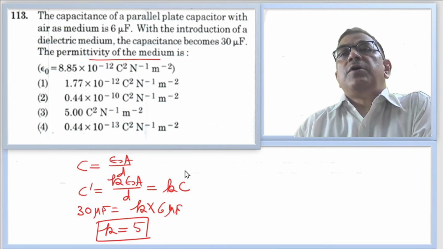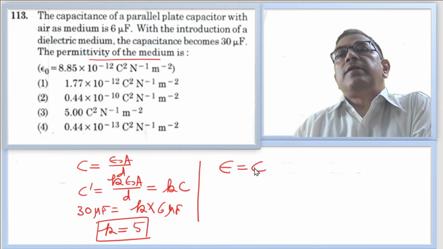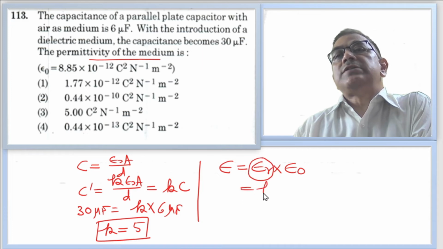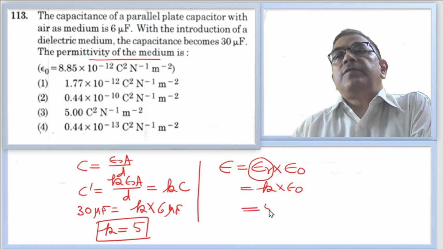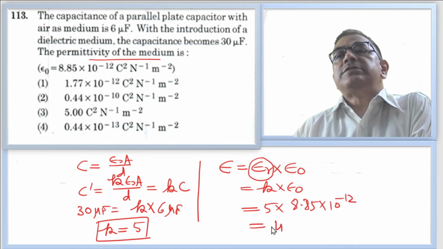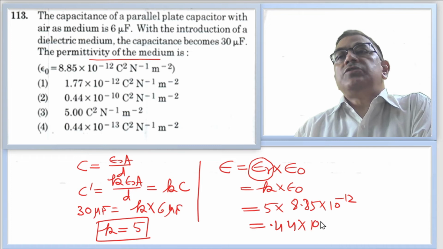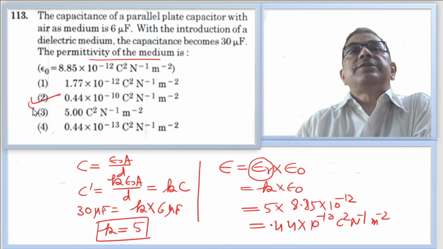Let's see what we have been asked to find. Permittivity of the medium is equal to relative permittivity times epsilon naught, and this relative permittivity is the same as the dielectric constant. Multiply these two. This is 5 multiplied by 8.85 times 10 to the power minus 12. Solve it, and we end up with the result 0.44 times 10 to the power minus 10 Coulomb squared, Newton to the power minus 1, meter to the power minus 2. So this is the answer.